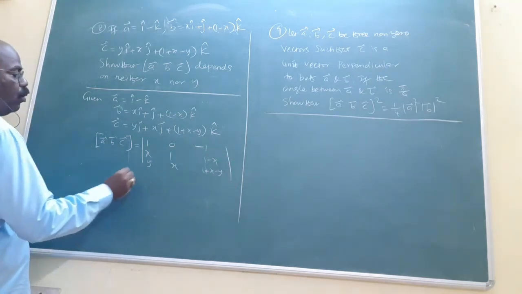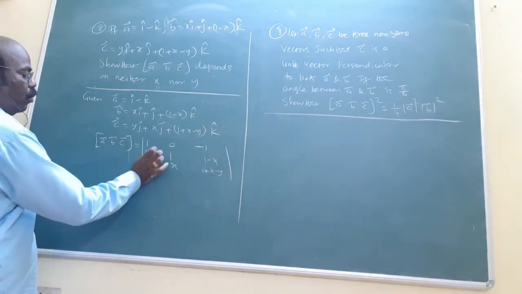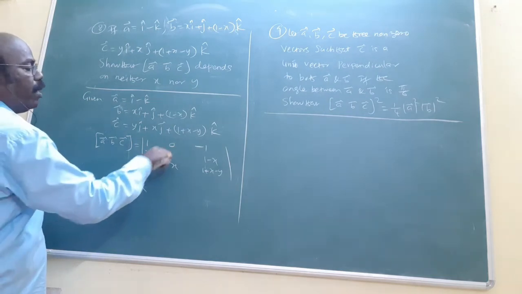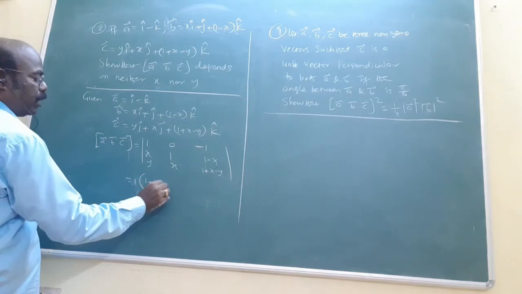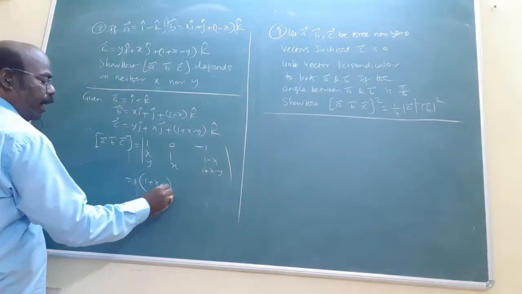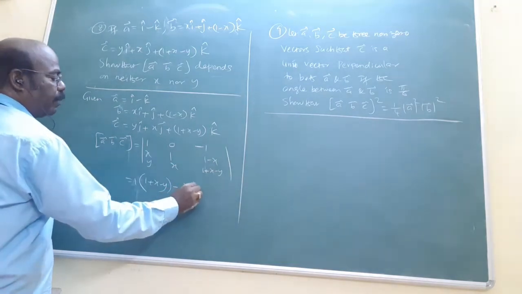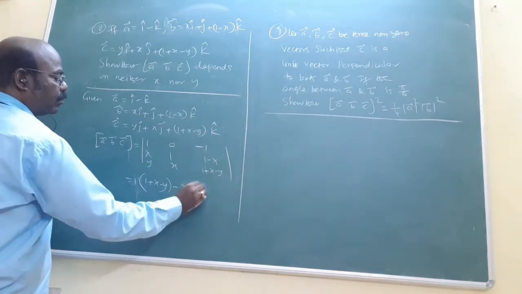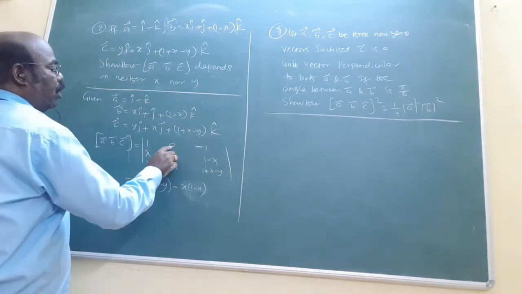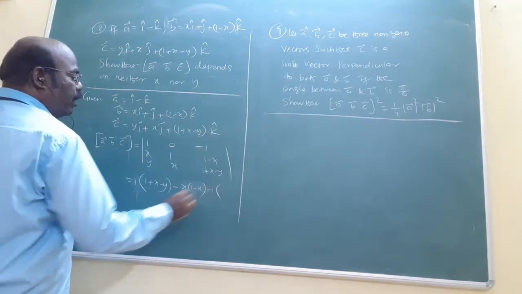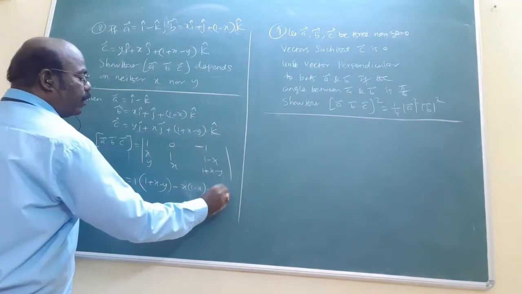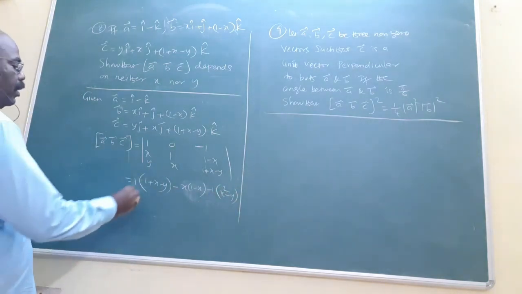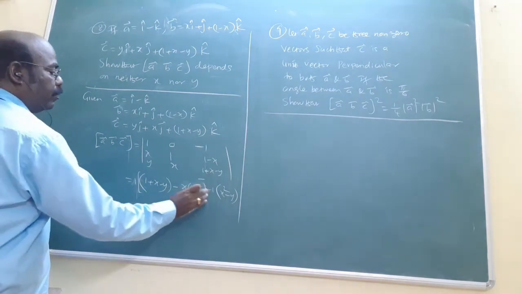Now expand. Multiply 1 into this one, 1 plus X minus 1, minus X into 1 minus X. Am I correct? Next, 0 is 0, right? Minus 1 into X into X square minus 1. Am I correct? Am I correct or not? That's important. Put the bracket.